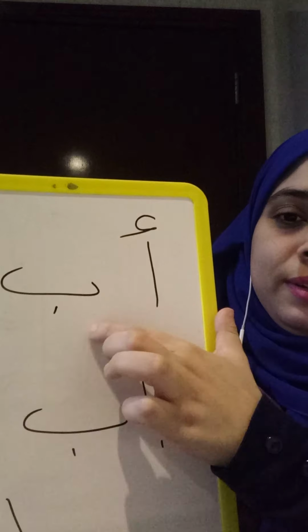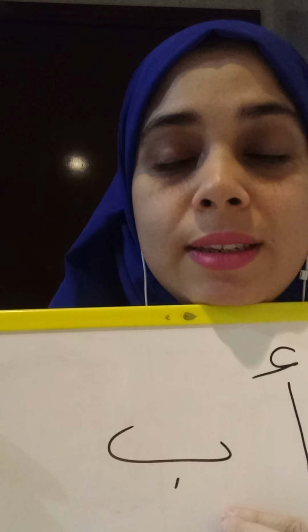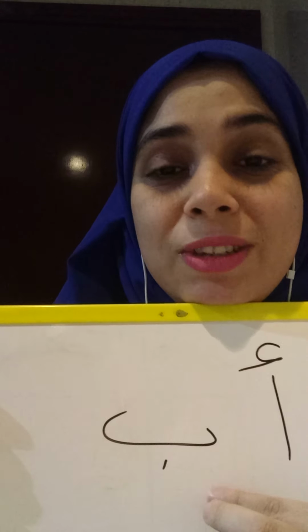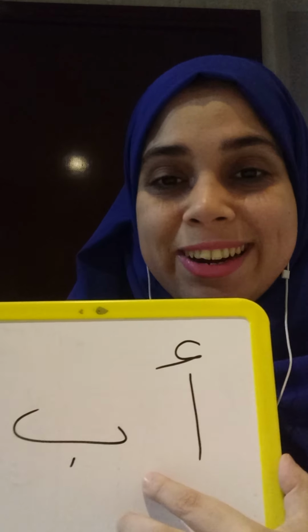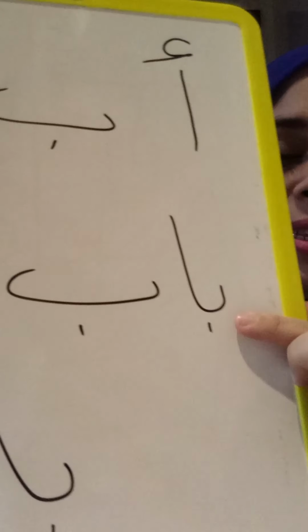Ab. Ab means father. So this is your new word in Arabic. Okay? So let's see one more example.